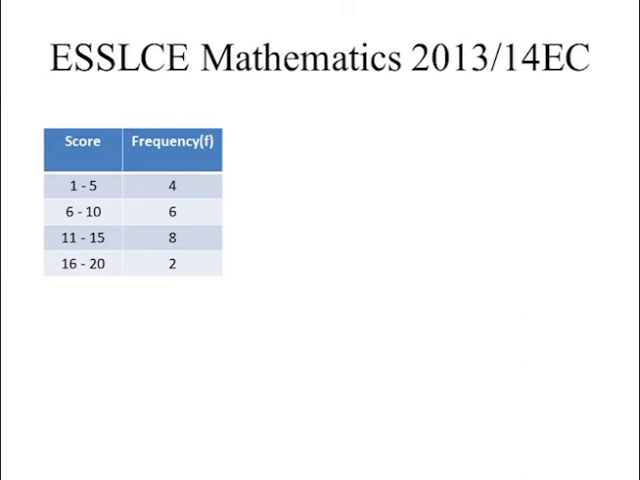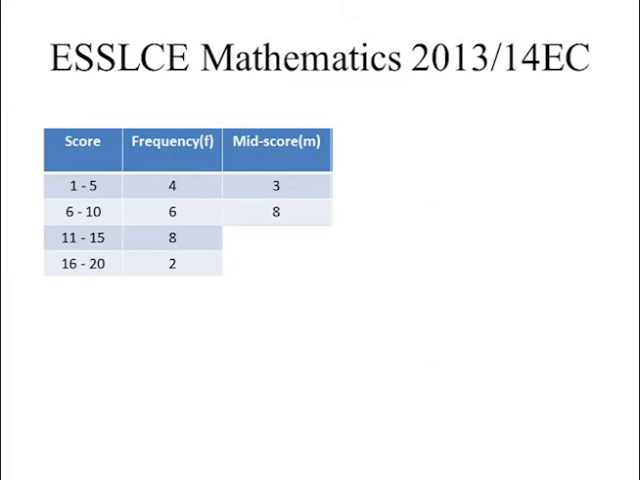Then calculate the mid score. Just simply take the average of the class limits. The mid-score for 1 up to 5 is 1 plus 5 divided by 2. 1 plus 5 is 6. 6 divided by 2 is 3. The mid-score for 6 up to 10 is 6 plus 10 divided by 2. 6 plus 10 is 16. Divided by 2 is 8.